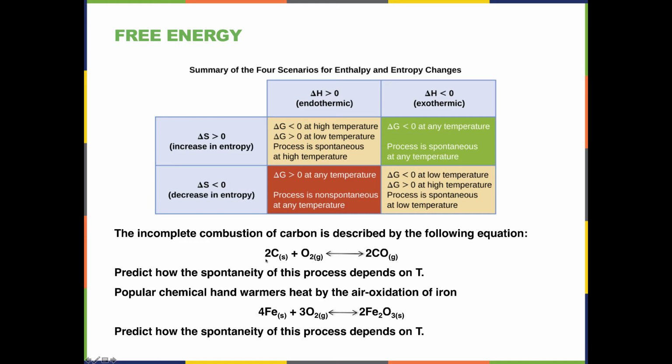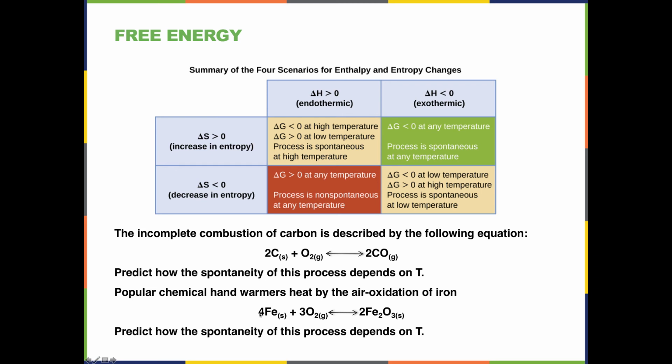So what you need, if you look at this, you have a solid plus a gas goes to form a gas. So there's going to be an increase in entropy. So you're going to be in this situation. If this process is exothermic, then it is not dependent on temperature. If this process is endothermic, then it proceeds at high temperatures but does not proceed at low temperatures. So that's what this shows you.